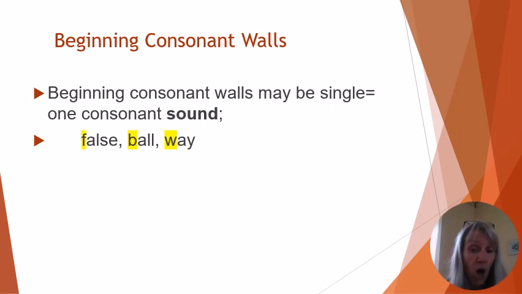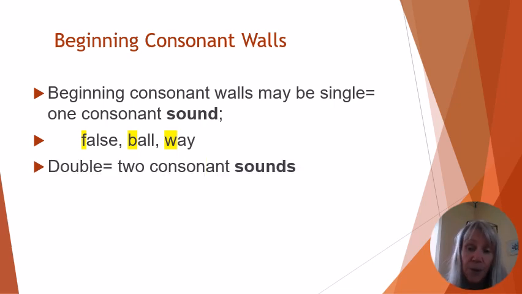As in false, what do we have? The F sound, which is represented by the letter F. Ball, we have the B sound, which is represented by the letter B. Way, the W sound is represented by the W.